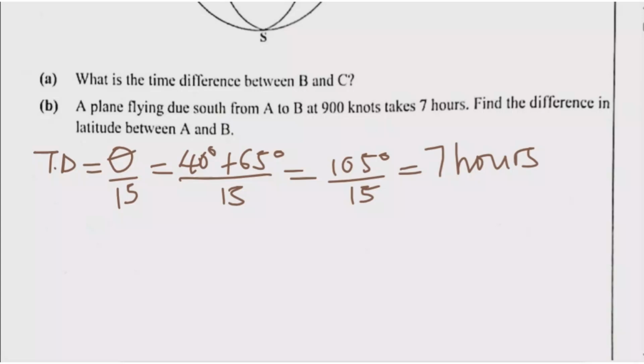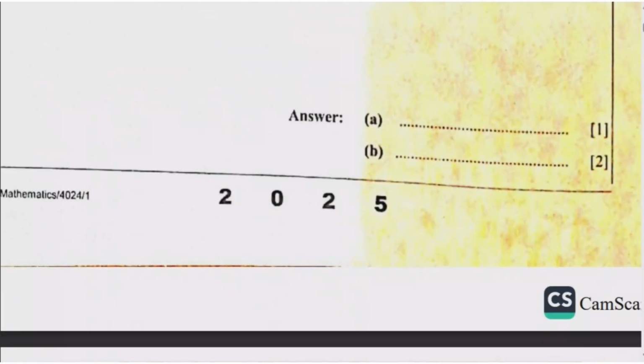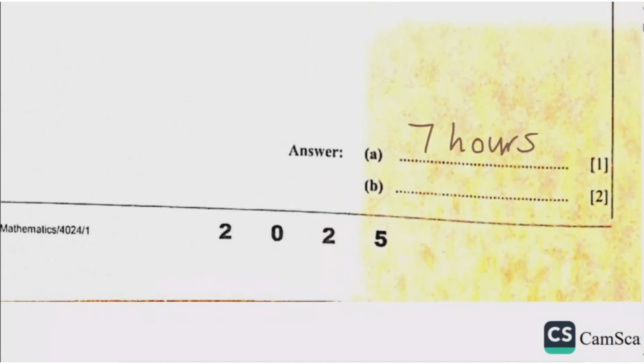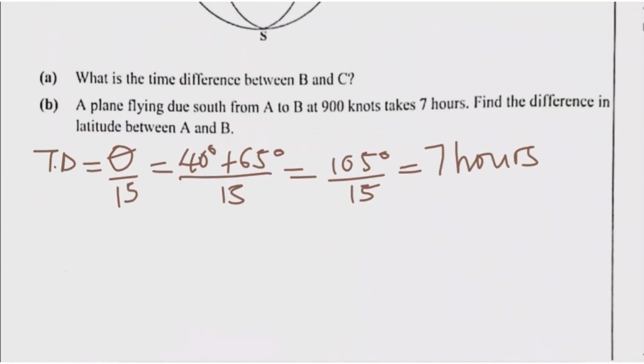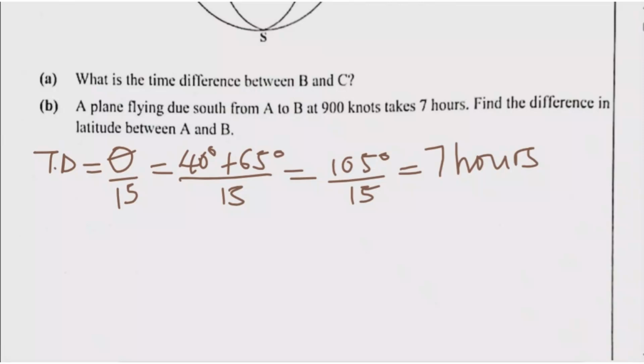Now let's record our answer on A. You need to be recording your answers in the spaces that are provided. So here we say the answer is 7 hours. If you have got questions, please don't hesitate to ask in the comment section, but basically that's how you find the answer. Let's go to question B, which is: a plane flying due south from A to B at 900 knots takes 7 hours. Find the difference in latitude between A and B.